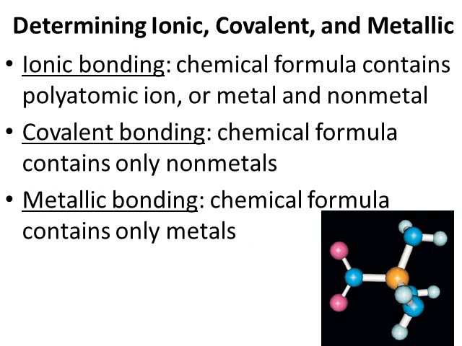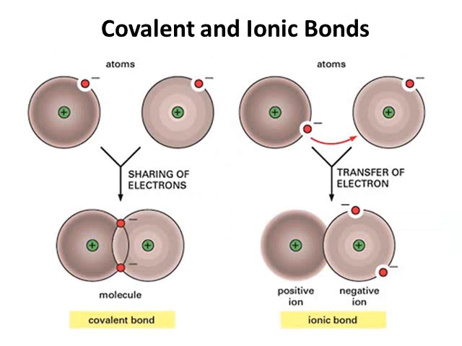First, let's do a quick review. There are three types of bonds. Ionic bonds contain either a polyatomic ion or a metal and a nonmetal. Covalent bonds contain only nonmetals, and metallic bonds contain only metals. Covalent bonds share electrons, and ionic bonds transfer electrons. So let's dive into the ionic bonds a little bit more and how we name them.